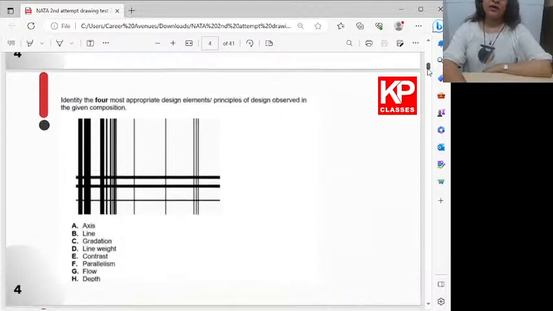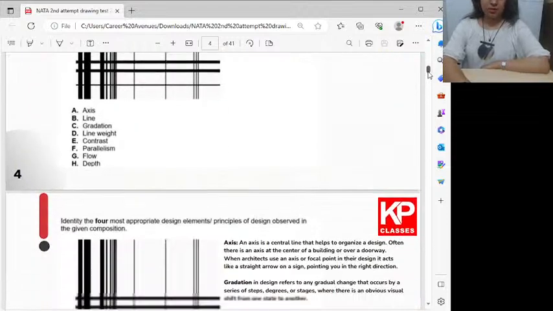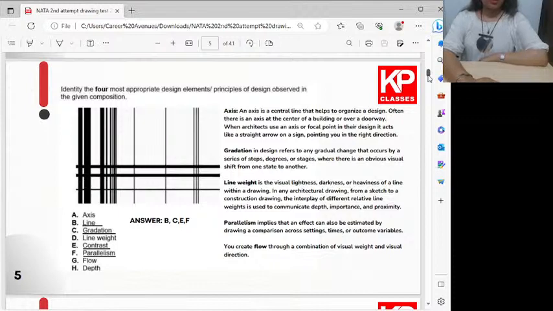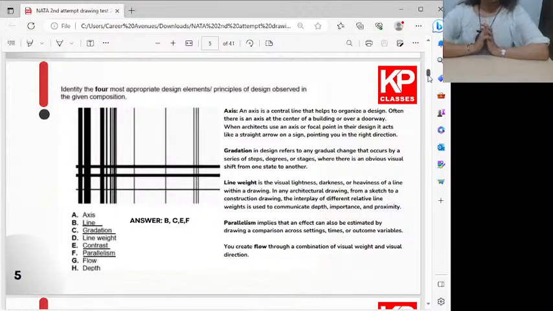So over here again we have a particular image and we have to identify the four elements or principles of design. So here the answers are line, gradation, contrast, and parallelism.